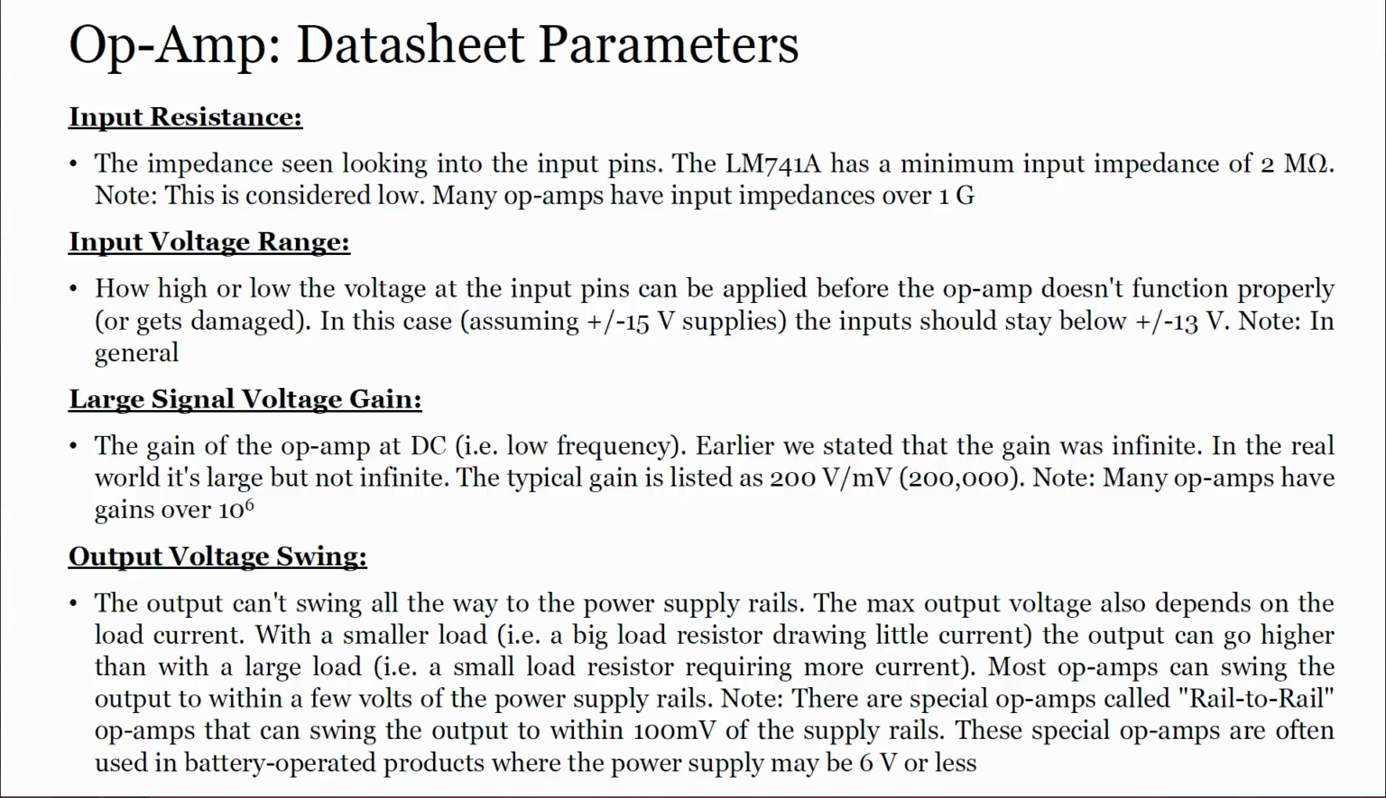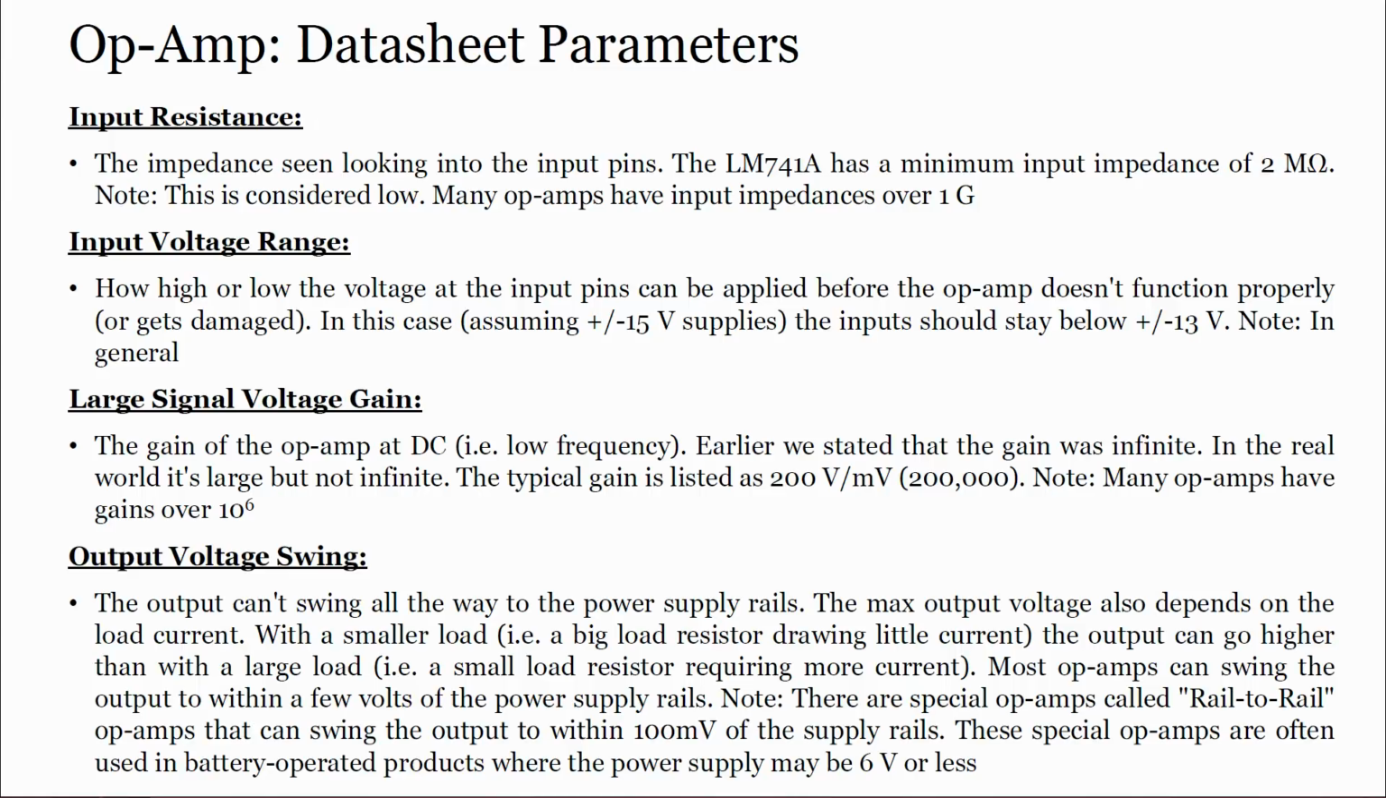Input voltage range: how high or low a voltage at the input pins can be applied before the op amp does not function properly. Practically, we know that if there are plus minus 15 volt supplies, the input should stay below plus minus 13 volts. Large signal voltage gain, what is that? The gain of the op amp at DC, that is low frequency. Earlier we stated that the gain was infinite, but in a real situation it is large but not infinite. The typical gain is about 200 volts per millivolt or 200,000. Many op amps have gain of greater than 10 raised to 6.